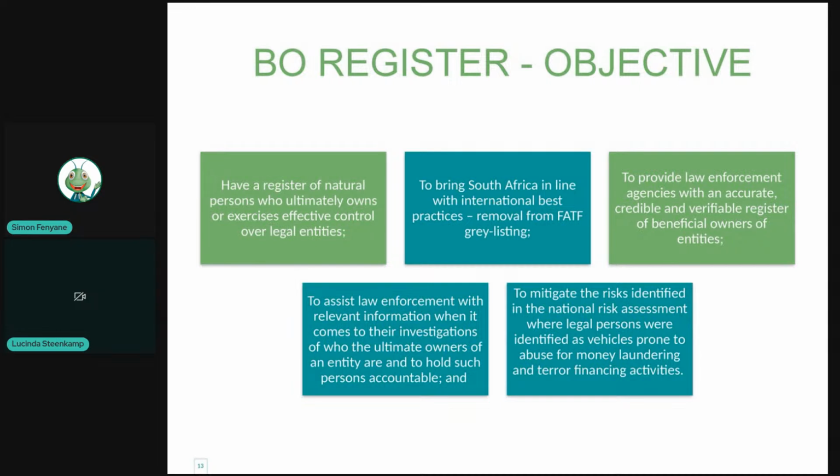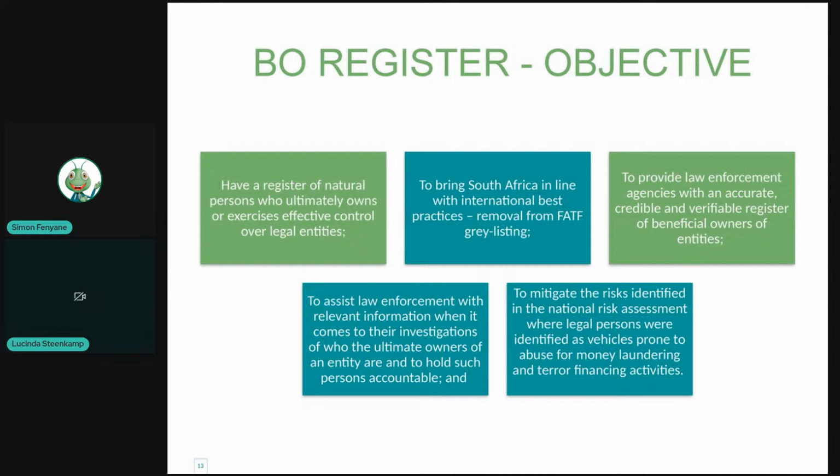So just to recap what the objective of the beneficial ownership register is and why we have this register in place: it is to have a register of natural persons who ultimately own or exercise effective control over legal entities. So this is a legislative requirement. Its purpose is to bring South Africa in line with international best practices and the removal by the Financial Action Task Force of South Africa from the grey listing, to provide law enforcement agencies with an accurate, credible, and verifiable register of beneficial owners of entities, to assist law enforcement with relevant information when it comes to their investigations into money laundering and who the ultimate owners of an entity are, and to hold such persons accountable, and also to mitigate the risks identified in the National Risk Assessment, where legal persons were identified as vehicles prone to abuse for money laundering and terror financing activities.